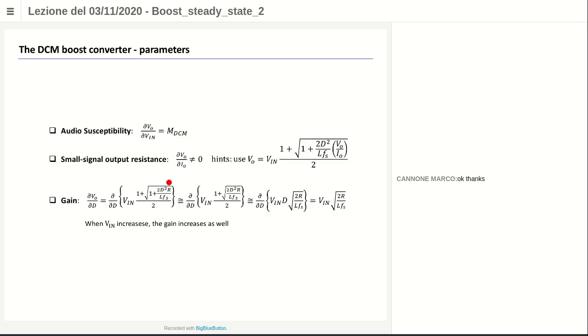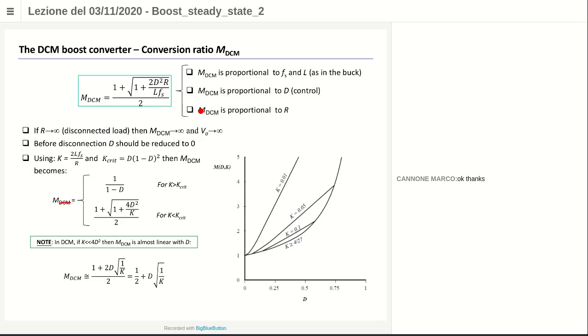Classical parameters of the boost DCM: the audio susceptibility, so the variation of the output for a small variation of the input, is always M in any converter. For CCM it was 1 over 1 minus D, now it is a much more complicated expression, which is this one.